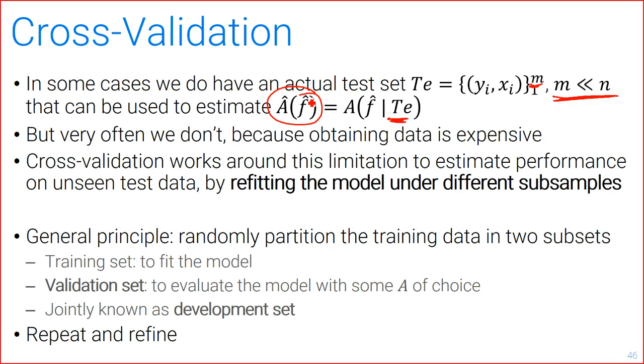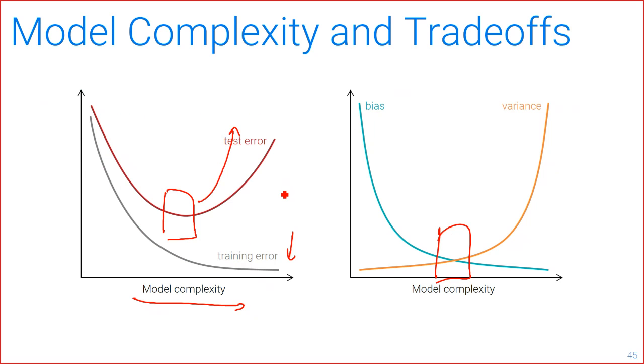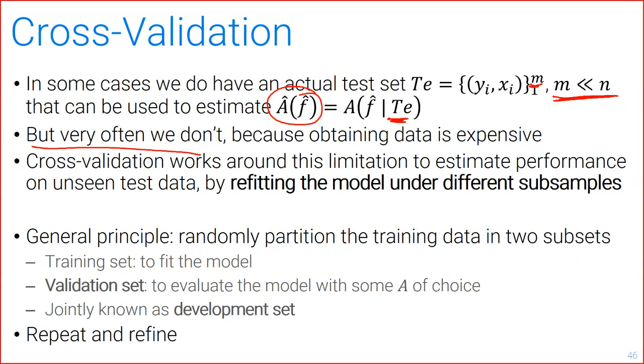Fine. The problem is, very often we don't have test data because, hey, obtaining data is expensive. Many times we don't have it. So how can we go around this limitation? How can we use the training data alone to make a good decision about the model, such as this one? This is what cross-validation is about.